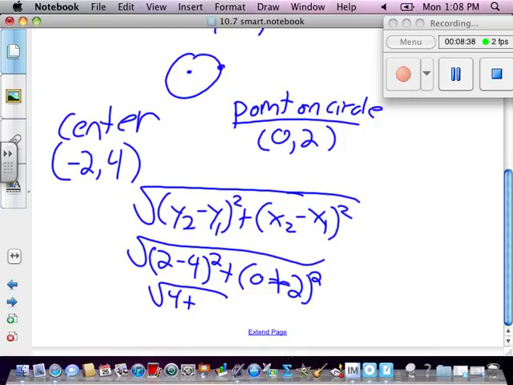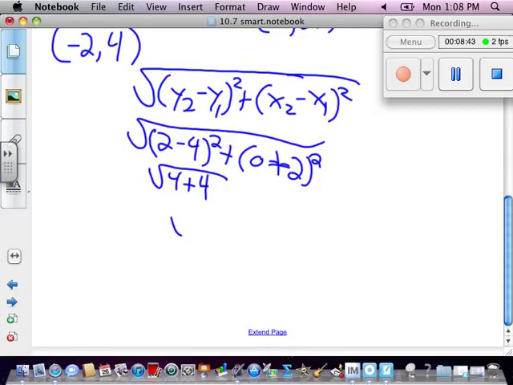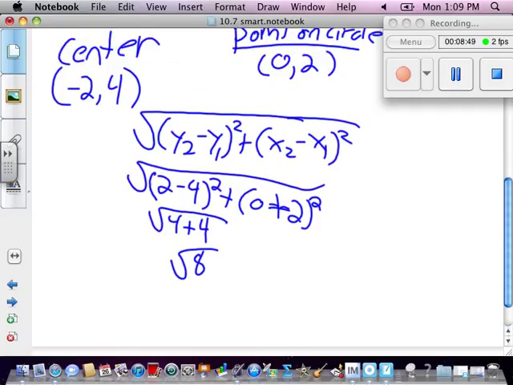0 plus 2 is 2. 2 squared is? What's 4 plus 4? So let's just leave it as the square root of 8. Okay? And now we have to put it in that form.